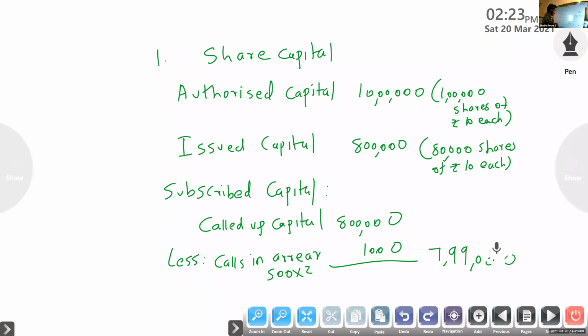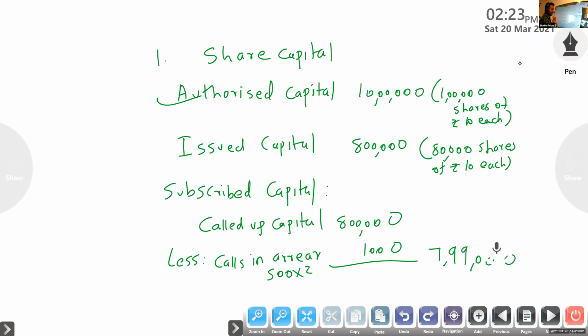So one, called up capital is there. Subscribed capital, called up capital. You look at that heading only and you write. Authorized, comma, you write. Authorized capital means the maximum amount the company can raise as fund through the issue of shares. You will study that later. Now you just have to understand it.